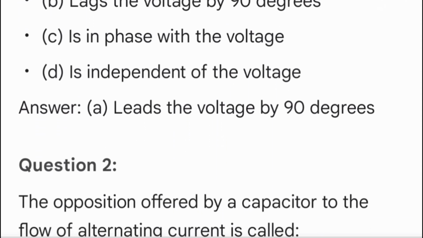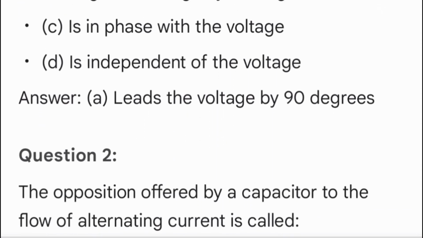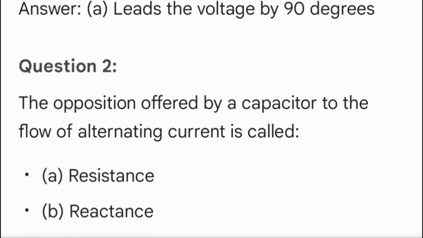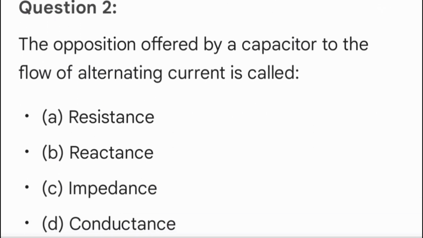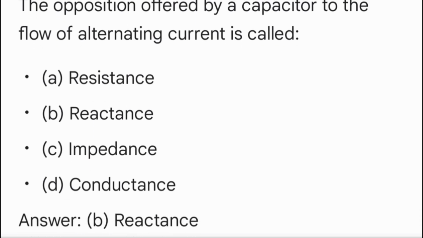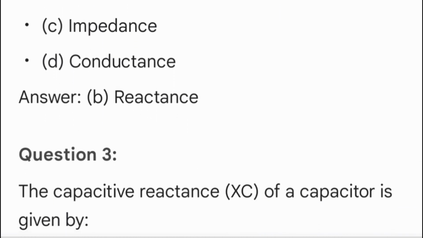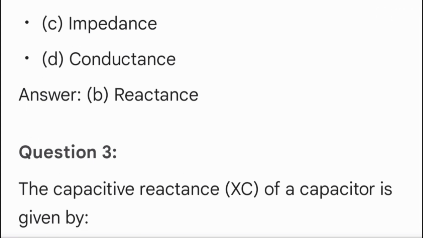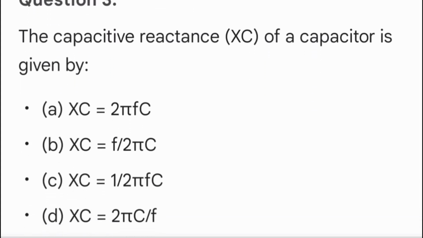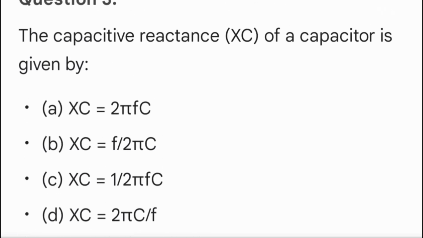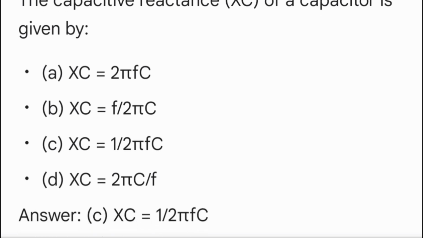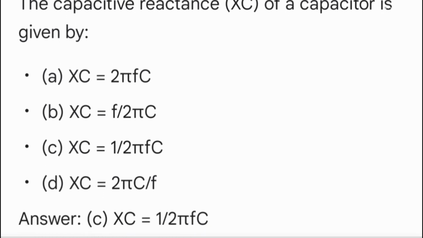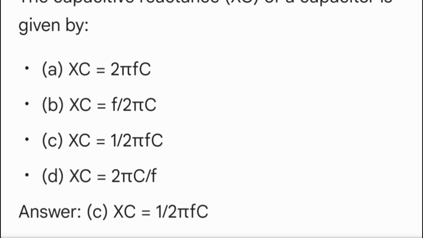Question 2. The opposition offered by a capacitor to the flow of alternating current is called A. resistance, B. reactance, C. impedance, D. conductance. Answer: B. reactance. Question 3. The capacitive reactance Xc of a capacitor is given by A. Xc equals 2 pi FC, B. Xc equals F by 2 pi C, C. Xc equals 1 by 2 pi FC, D. Xc equals 2 pi C by F. Answer: C. Xc equals 1 by 2 pi FC.